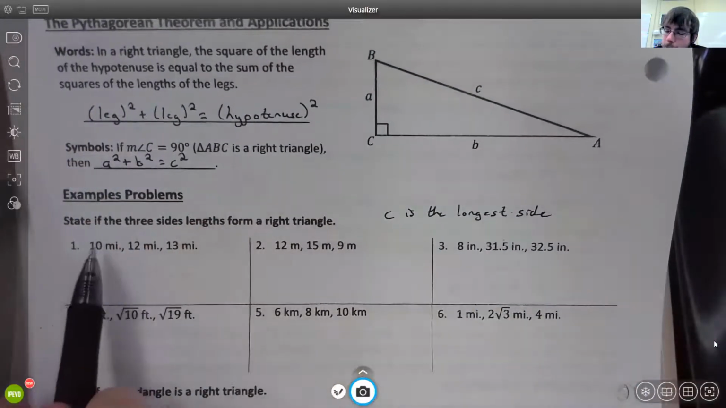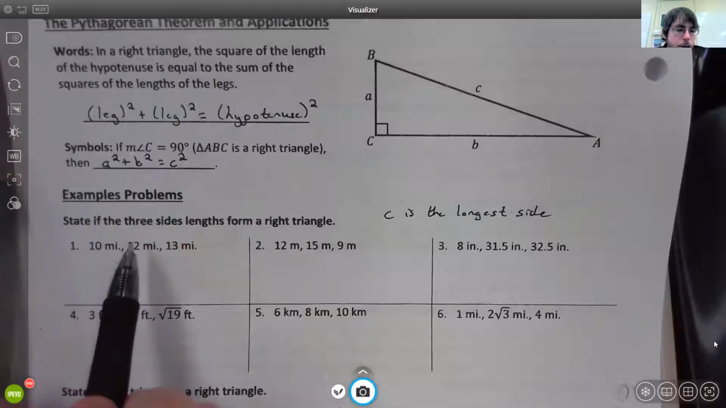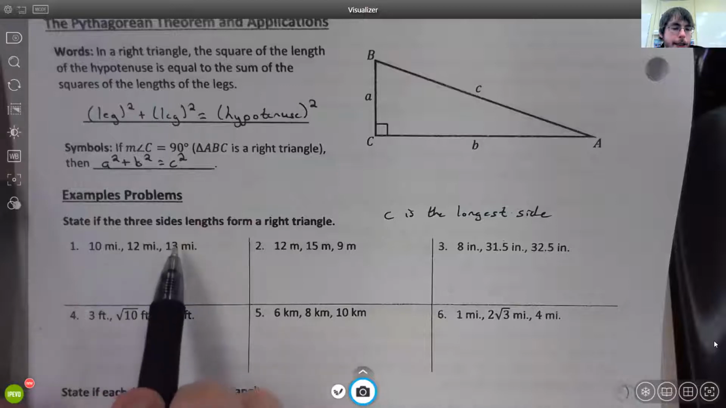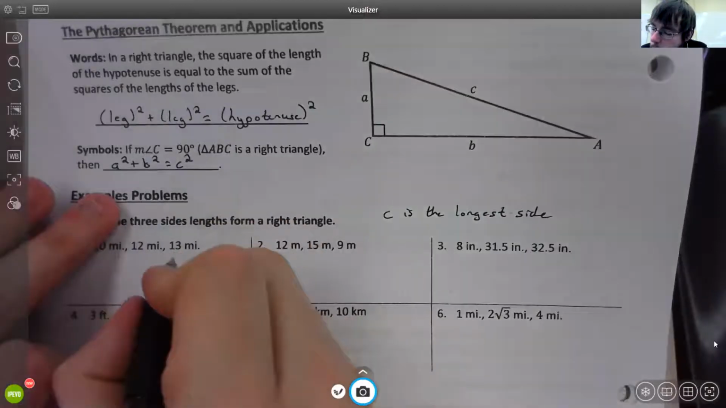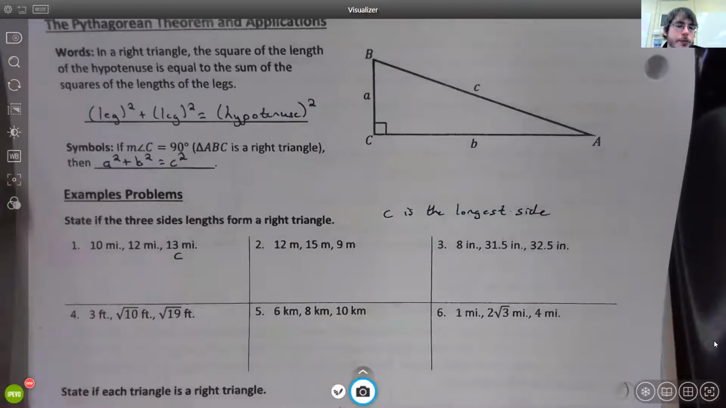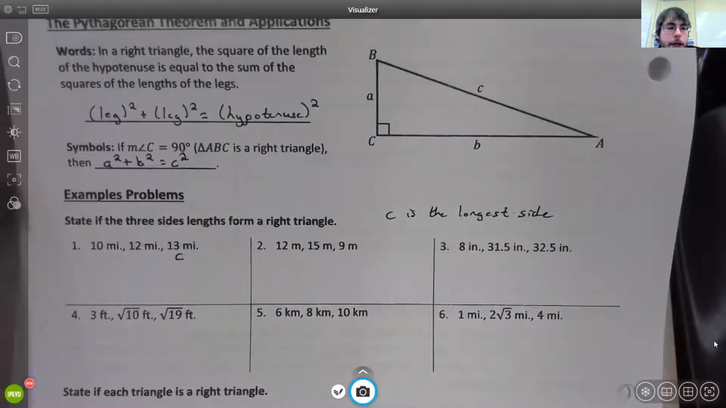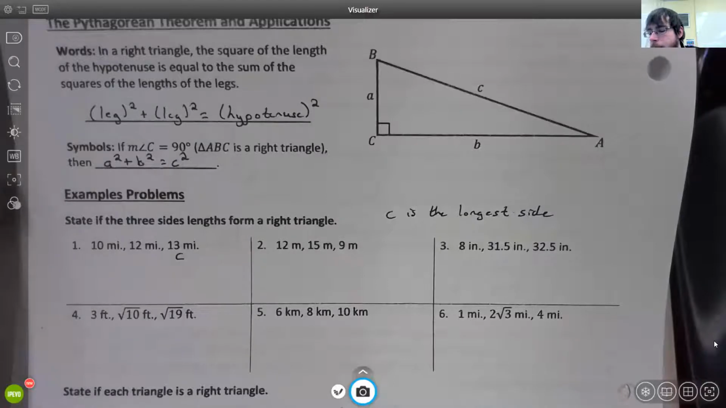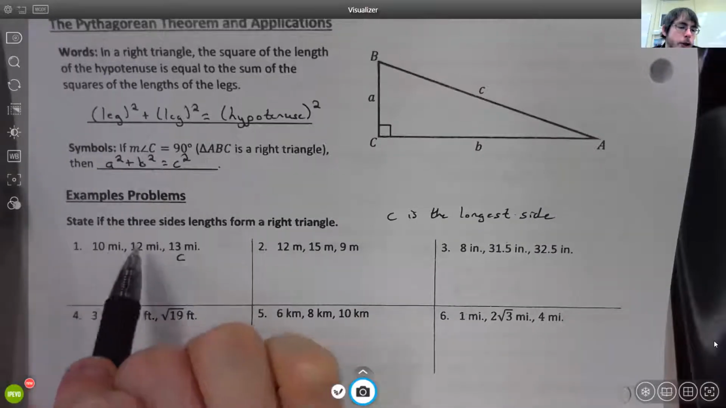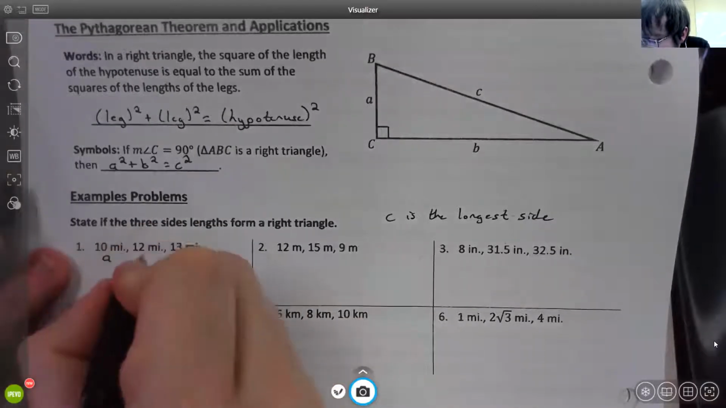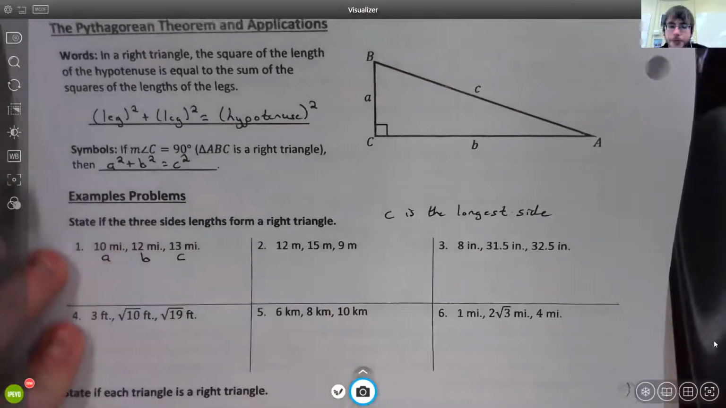So in this case, which one would be C? 10, 12, or 13? Well, 13 is the longest side, so that's going to be our C value. Okay, now we want to label A and B. Again, it doesn't matter, but I prefer to have A be the short leg and B be the long leg. So A would be the shorter of the two, 10 and 12. So A would be 10 and B would be 12.